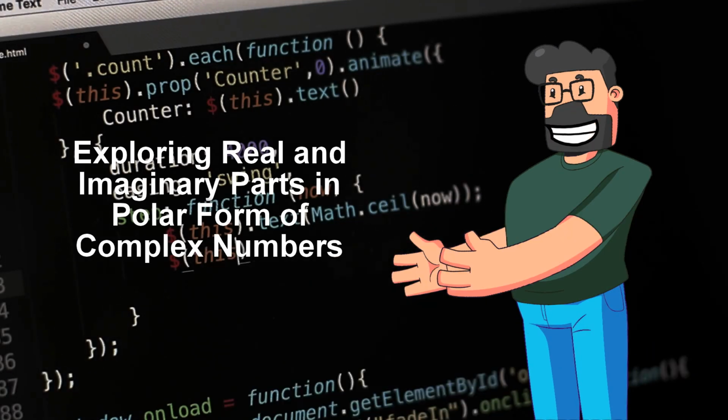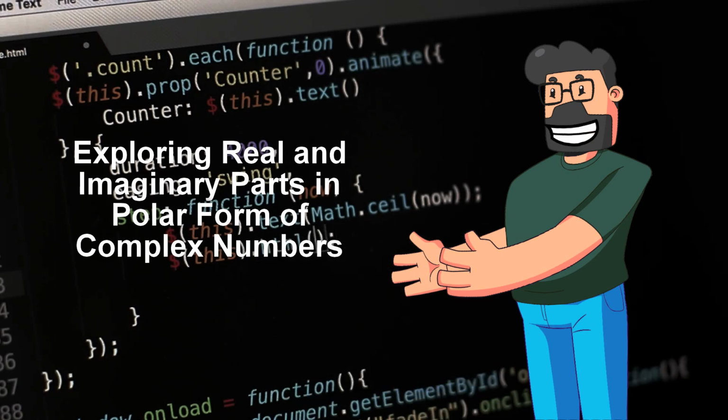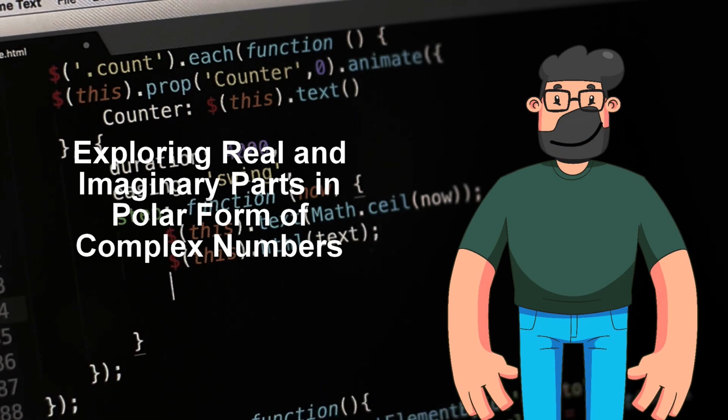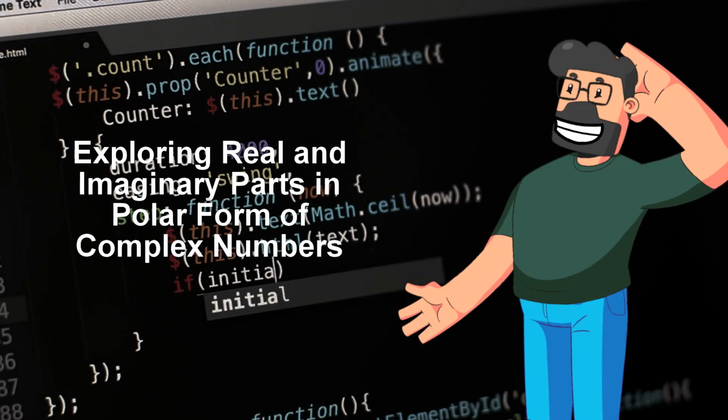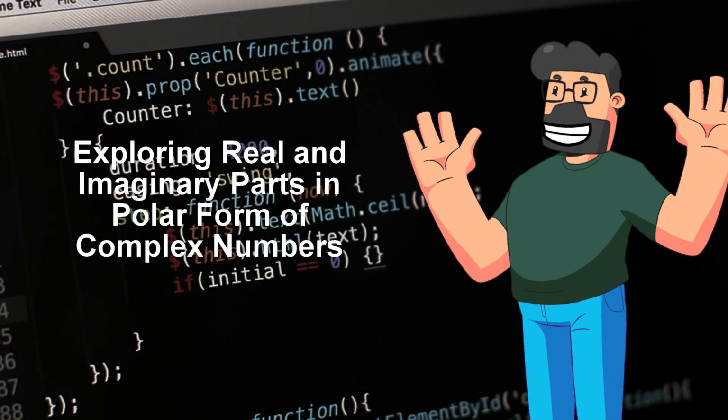Today we're diving into a common problem that many people face when working with complex numbers. The issue at hand is understanding the best way to handle complex numbers in polar form and separating their real and imaginary parts. It can get a bit confusing, especially when dealing with different representations of complex numbers. But don't worry, we'll get it all sorted out.